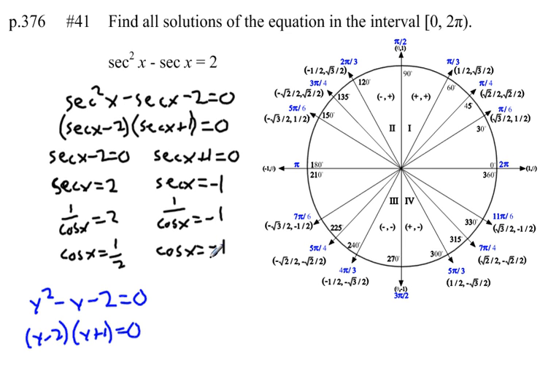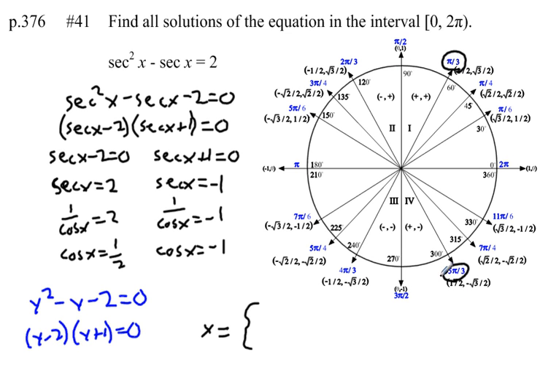Okay, now we want to look for every angle on our unit circle whose cosine is equal to 1/2 or whose cosine is equal to negative 1. So down here I'll write x is equal to, and let's find these angles. Well, we know that cosine is our x-coordinate of all these points around the unit circle. So let's first look for x-coordinates equal to 1/2. Here's one of them, and here's another one. So I've got two solutions there.